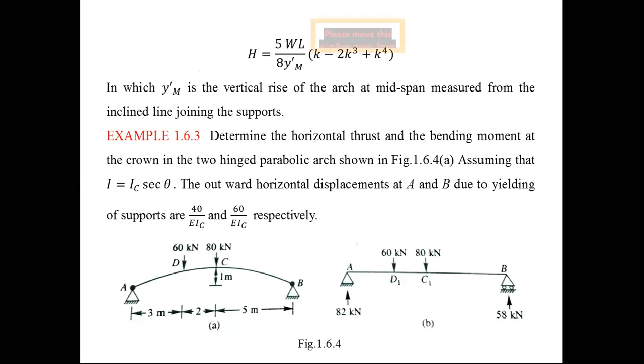So now consider yielding of support. The two problems we did earlier were unyielding of support. If the supports yield at A and B by 40 by AC and 60 by AC respectively.